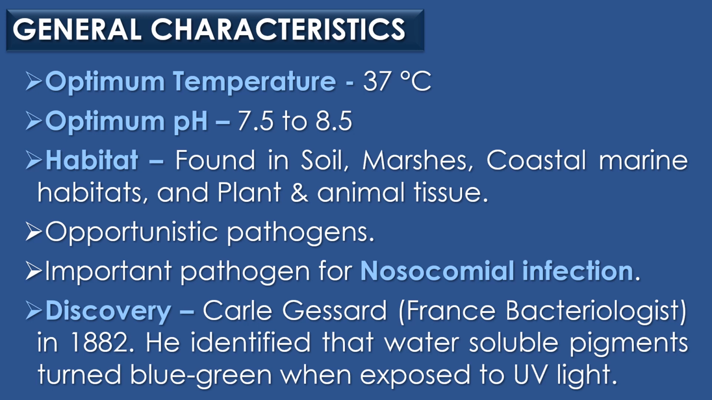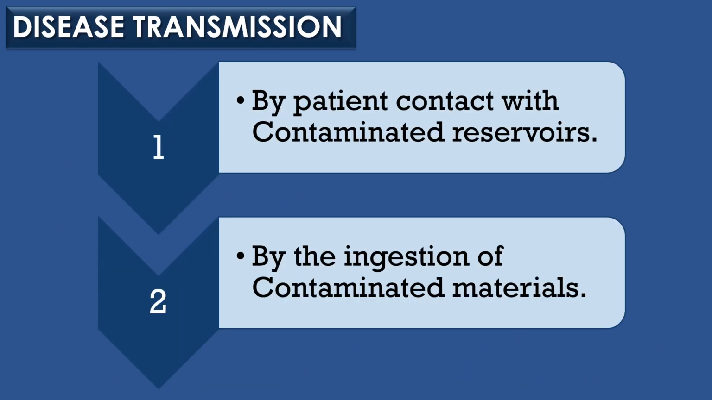Regarding the discovery, Pseudomonas aeruginosa was discovered by the French bacteriologist Karl Gezard in 1882, and he identified that its water-soluble pigments turned blue-green when exposed to ultraviolet light. Disease transmission of Pseudomonas aeruginosa. Transmission occurs from patient to patient on the hands of healthcare workers, by patients' contact with contaminated reservoirs, and by the ingestion of contaminated materials.